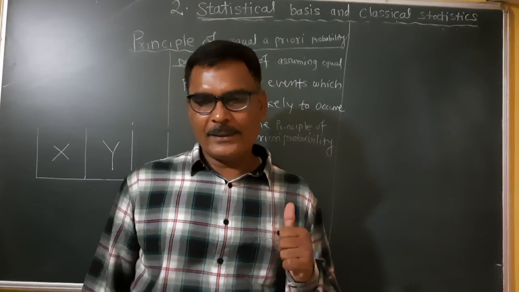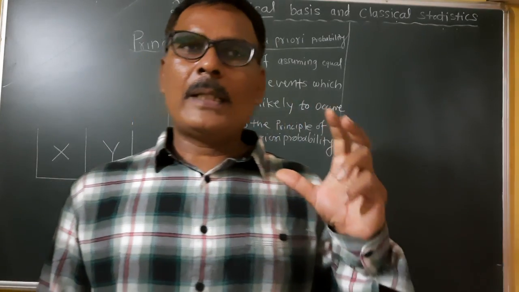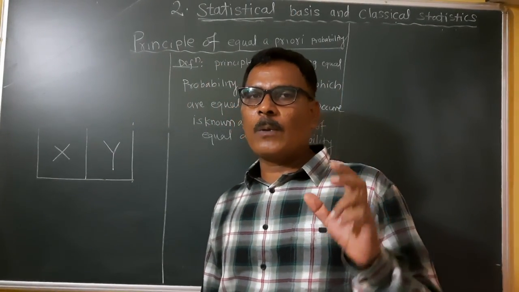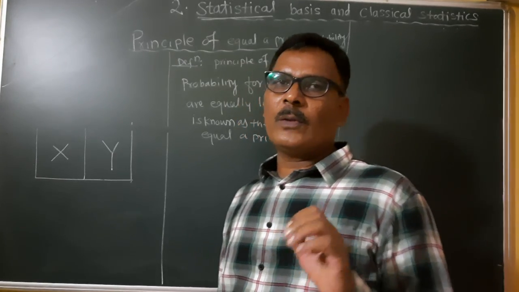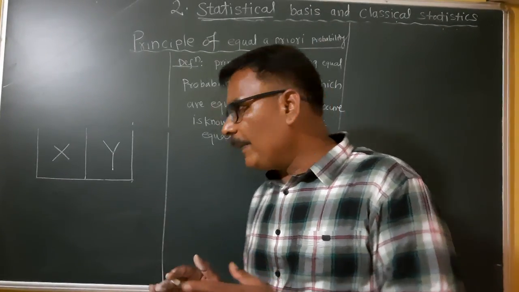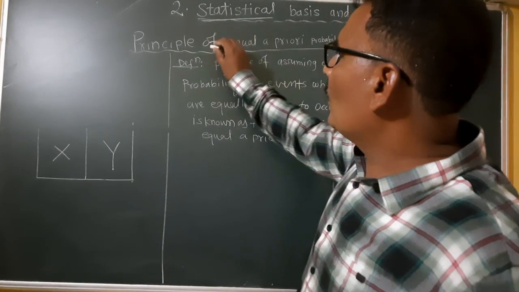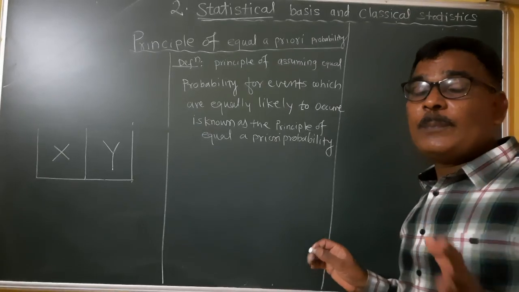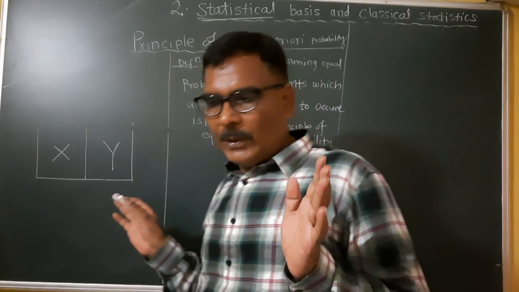In the last lecture, we studied what statistical physics means, and after that we considered probability. One more important concept you have to study is probability and experiments performed according to probability. Now, in this lecture, we are going to study the principle of equal a priori probability. What is the principle of equal a priori probability?